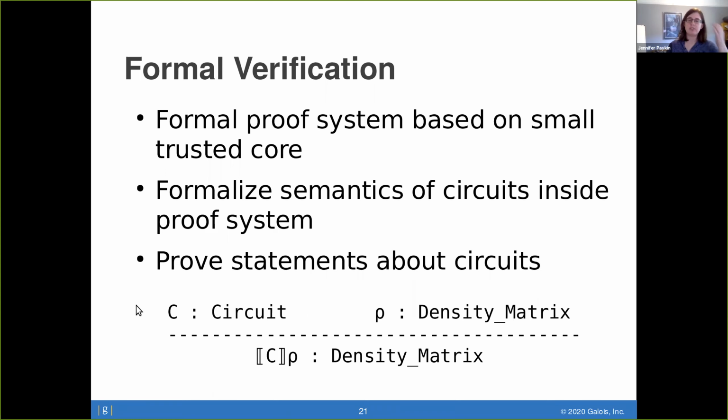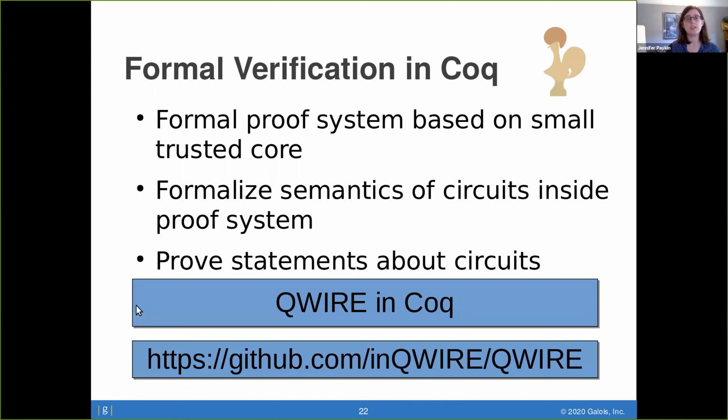And then finally, we can use this semantics in order to prove the correctness or properties of the circuits that we're interested in. The system that we developed to do this is called QWIRE. It is embedded, as I said, in the Coq proof assistant. You can find it on GitHub here. And let's look at what that would look like.